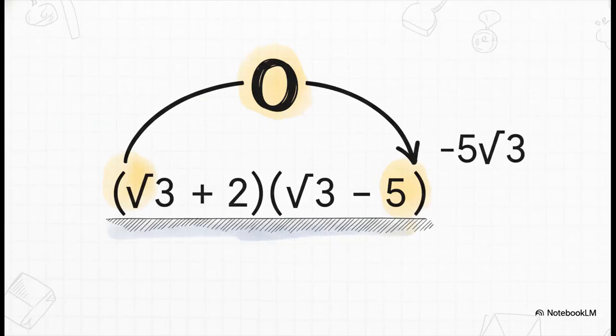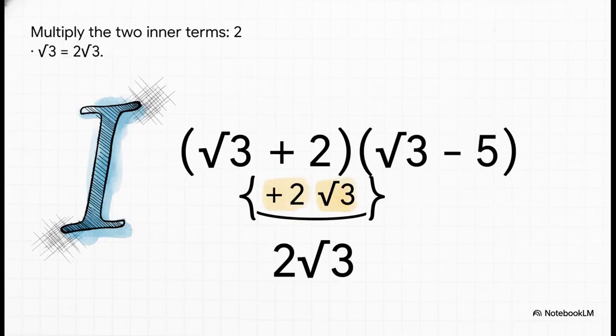Next up, O for outer. We're going to multiply the two terms on the very ends. That's the square root of 3 from the first one and negative 5 from the second. Put them together and you get negative 5 root 3. Simple enough. Now for I, the two inner terms. We've got the 2 from the first expression and the square root of 3 from the second. Multiply those and you get a positive 2 square root 3.